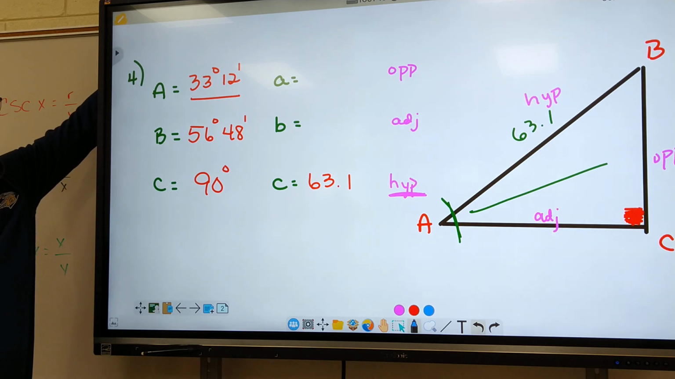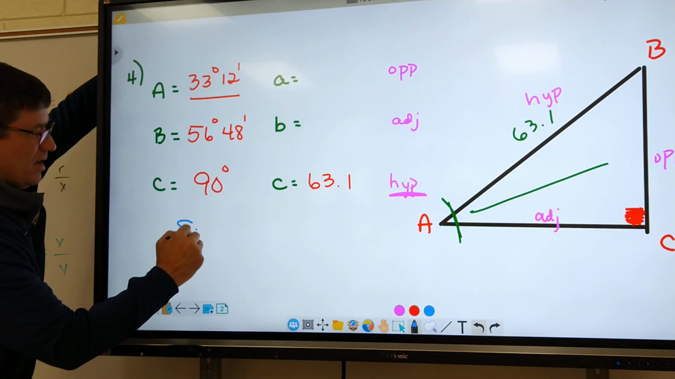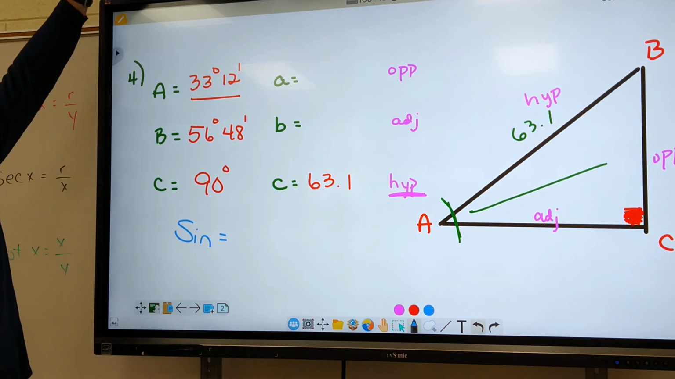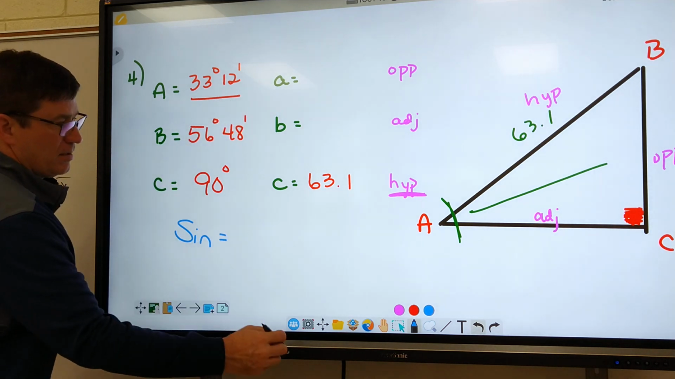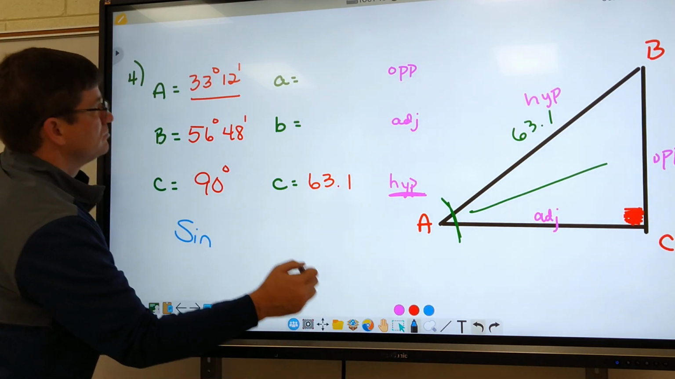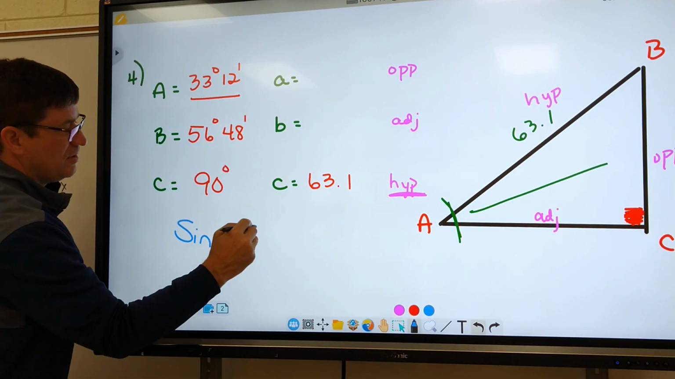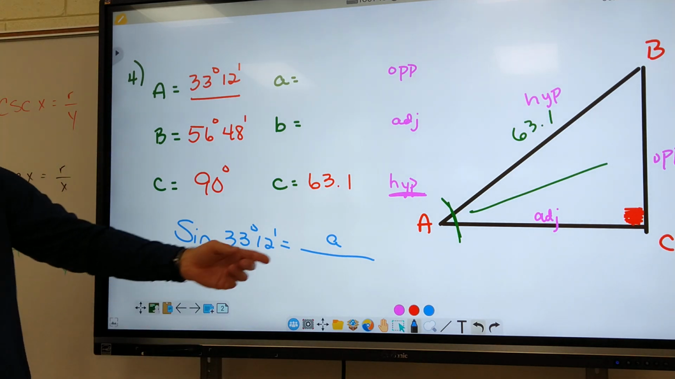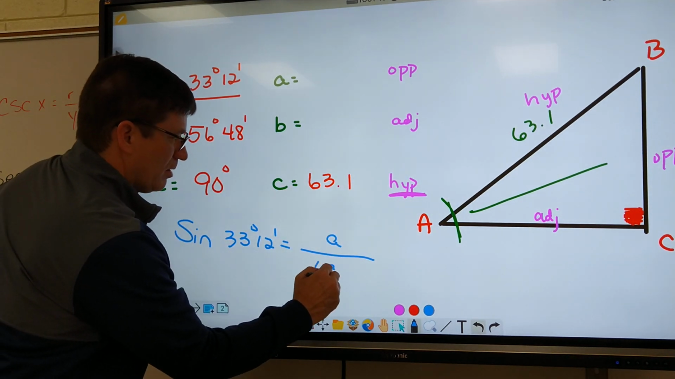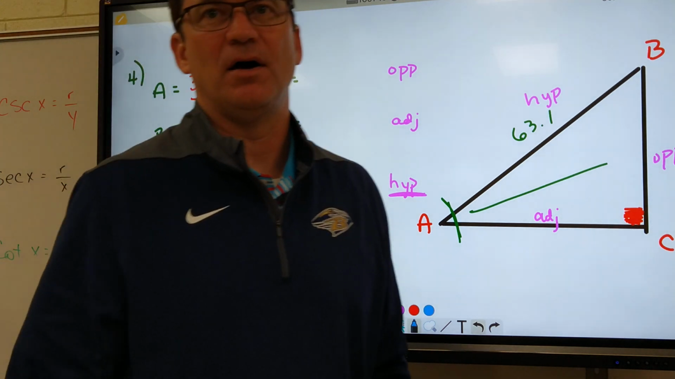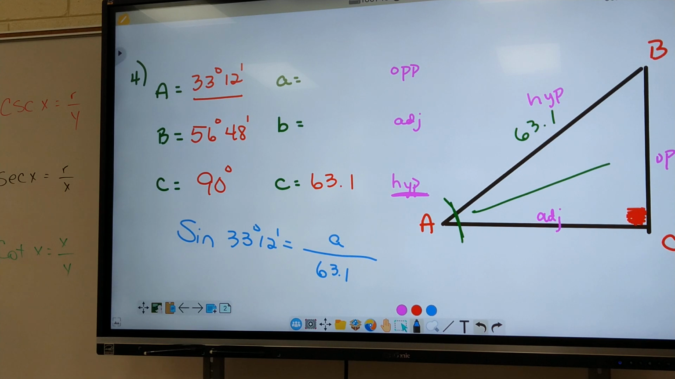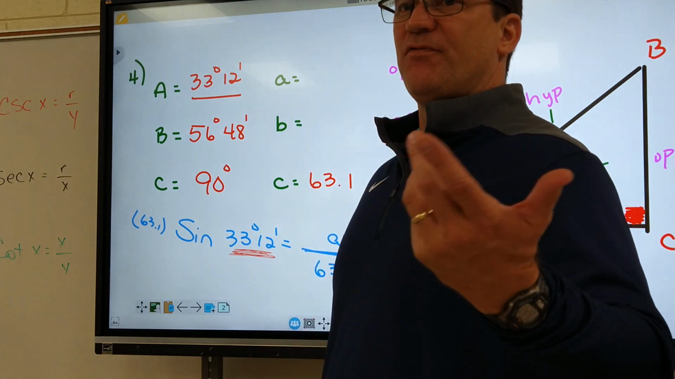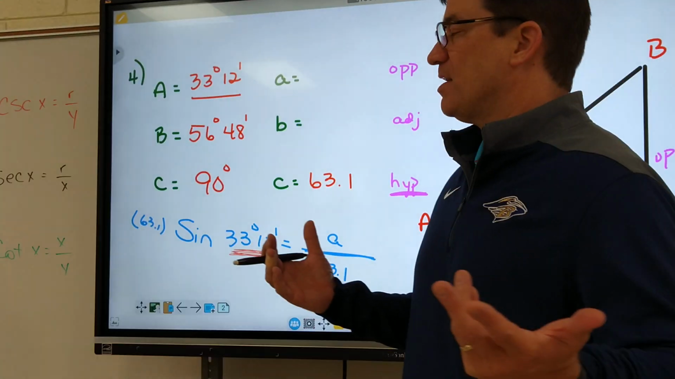I'm on it. All right, so I'm going to pick sine. And the formula says put your opposite side on top. Well, we've already said opposite's little a, and I messed up. So that's sine of 33 degrees, 12 minutes. Little a goes on top. The hypotenuse goes on bottom. That's 63.1. That is how you have to set it up. Calculator, what number did y'all get? 34.6. We're just going to go one number after the decimal.